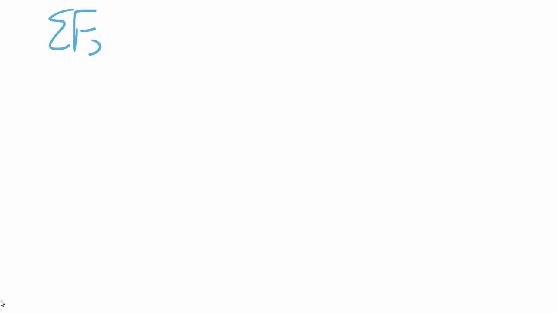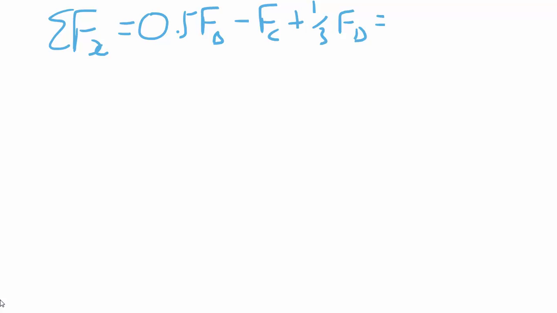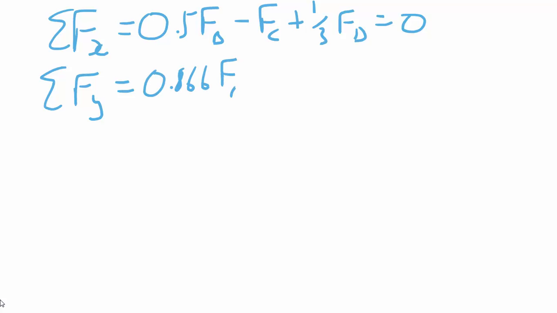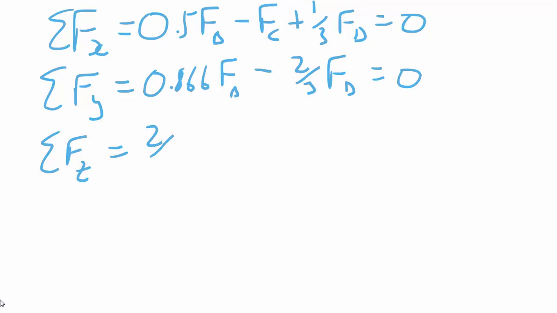So the sum of the forces in the x direction is 0.5 Fb minus Fc plus 1/3 Fd, and that equals 0. The sum of my forces in the y direction is 0.866 Fb minus 2/3 of Fd, and that equals 0. And in the z direction we've got 2/3 of Fd minus 600 equals 0.